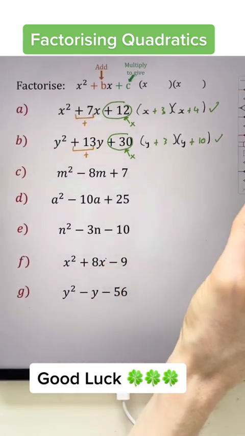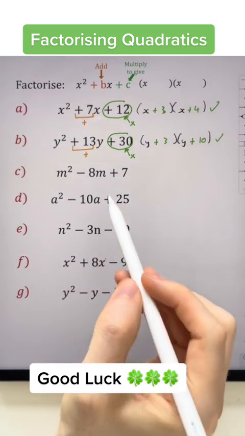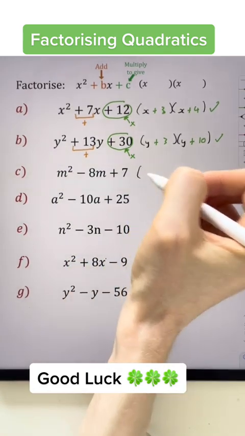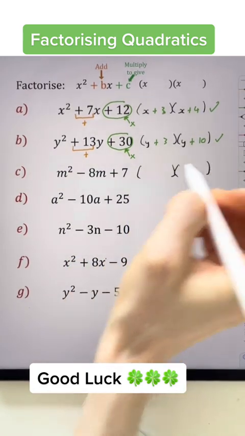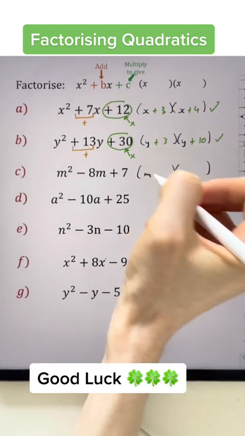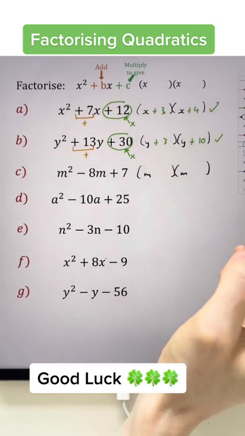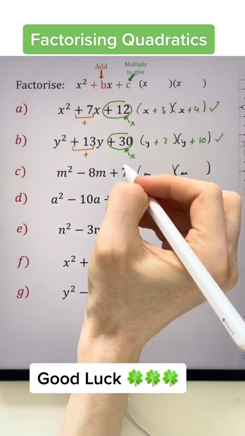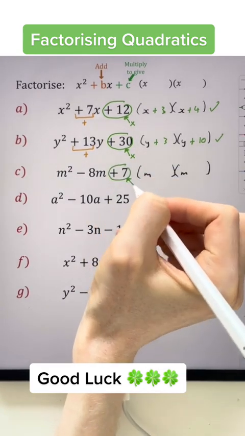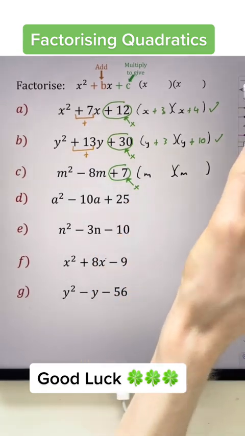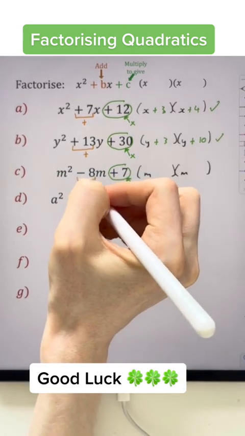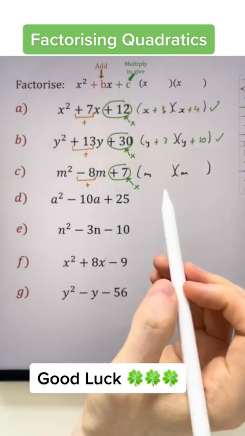For question C, once more I've got a quadratic in terms of m. 3 terms, going to factorise into double brackets. As the quadratic starts m squared, each bracket in this case will start with a single m. In this case, I want to find two numbers that multiply to give us our constant, which in this case is plus 7, and the same numbers must still add to give us the number in front of the single letter, which in this case is negative 8.